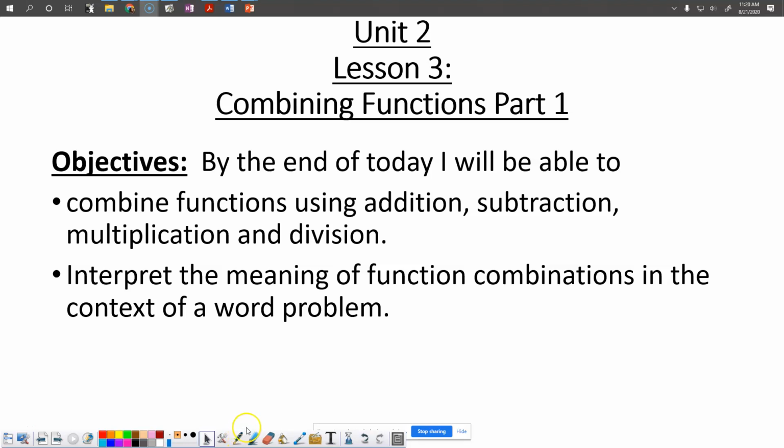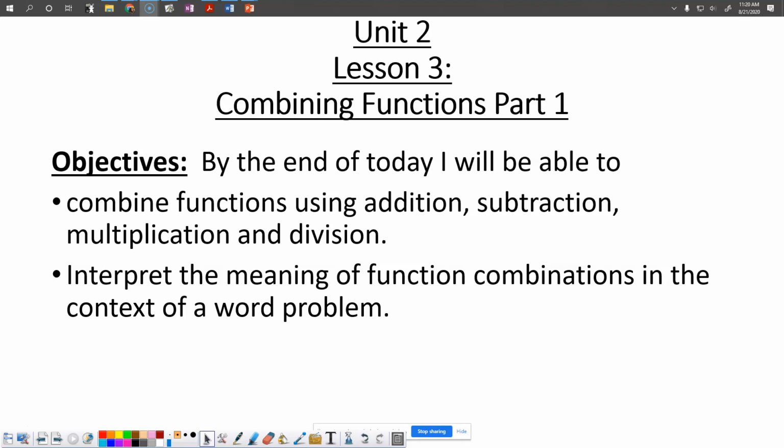All right, guys, welcome to lesson 2.3. We're going to spend 2 days on this topic. 2.3 is part 1, and then 2.4 is going to be part 2. And what it is about is combining functions. Sometimes in mathematics we like to take two different functions and put them together so they can accomplish a common purpose.